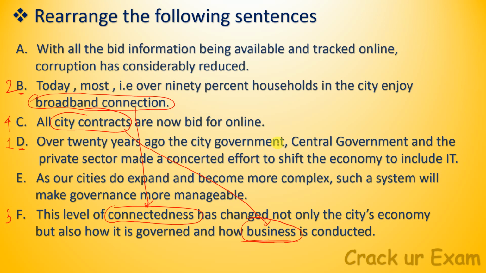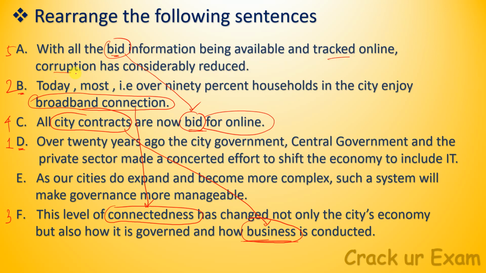So here you got another noun, which is bid for online, the bidding system. In the next sentence you must have a noun which is linked to that. So when all the bid information is available, here you can see there is also a bid over here. So this bid may be linked with this. So this is your sentence 5. In the fourth sentence you have all city contracts are now bid for online, and in this sentence you have all the bid information being available and tracked online. So this bid may be linked with that.